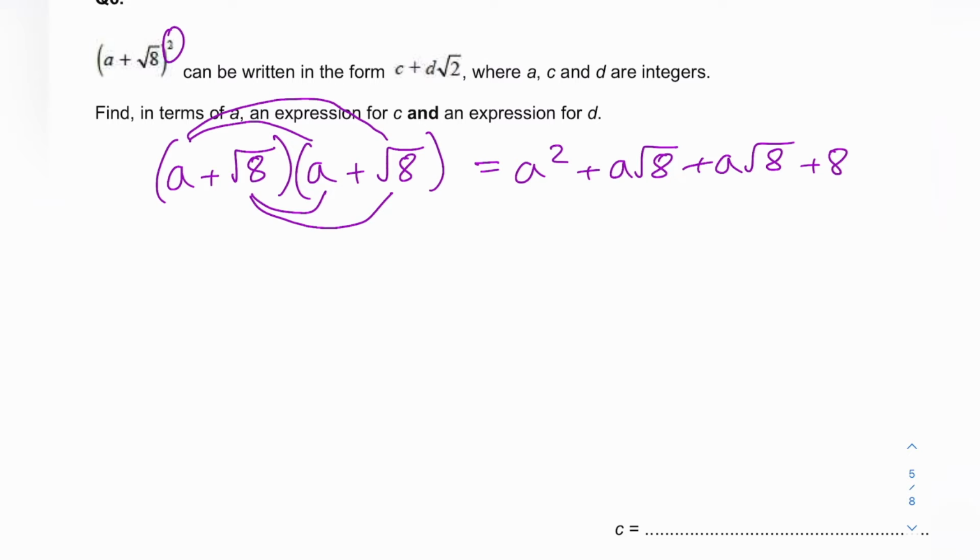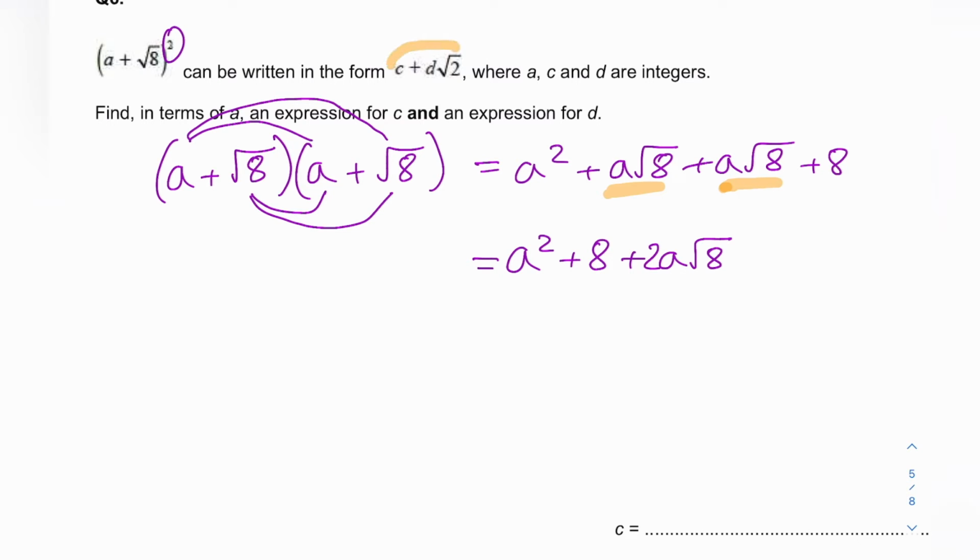So now we can collect together our like terms. So we've got a squared plus 8, plus 2 lots of a root 8, because you've got one lot of a root 8 here and a second lot of a root 8 here.